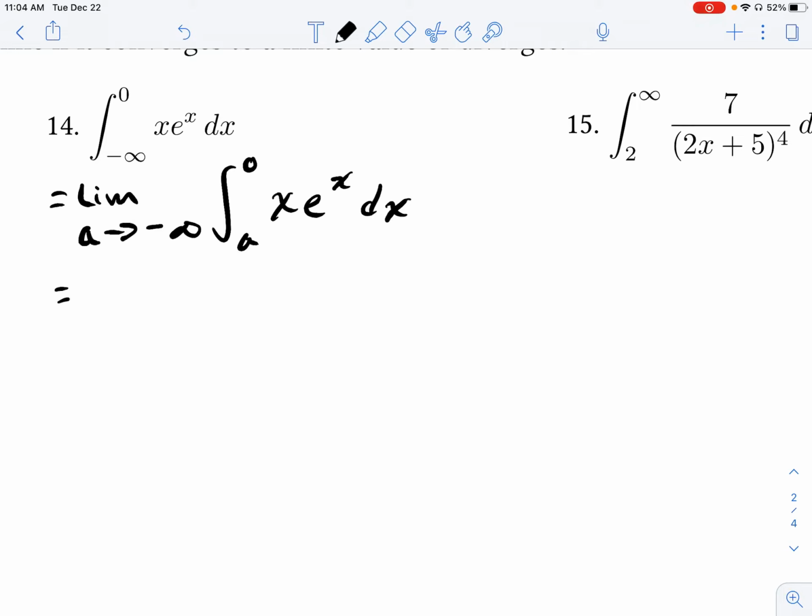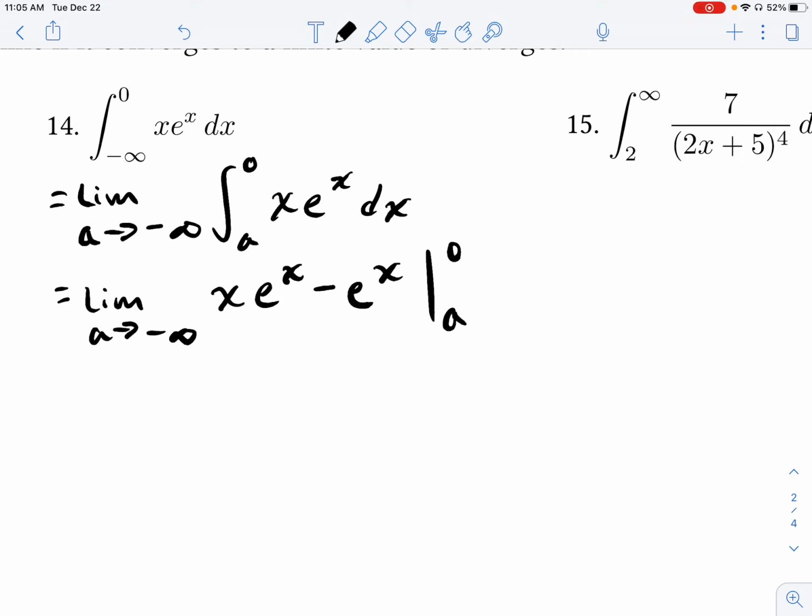So this one here, if we were to integrate, I'm just going to skip forward through some of this. If you want to, pause this video and integrate this on your own, but hopefully you get the limit as a approaches negative infinity. Using integration by parts, we would get x times e to the x minus e to the x, from a to 0.